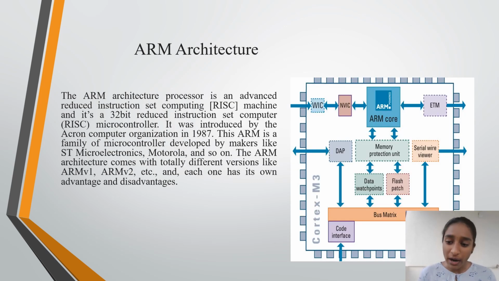Now we'll see the ARM architecture. The ARM architecture processor is an Advanced Reduced Instruction Set Computer, RISC machine, and it's a 32-bit reduced instruction set computer. Acorn Computer Organization in 1987, this ARM is a family of microcontrollers developed by makers like ST Microelectronics, Motorola, and so on. The ARM architecture comes with different versions like ARM v1, ARM v2, etc., and each one has its own advantages and disadvantages.